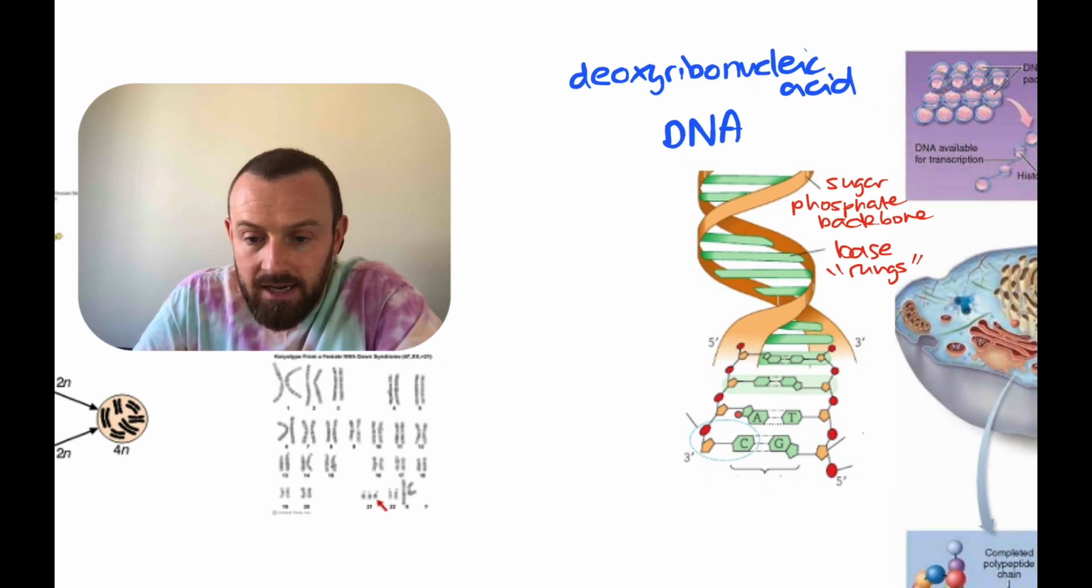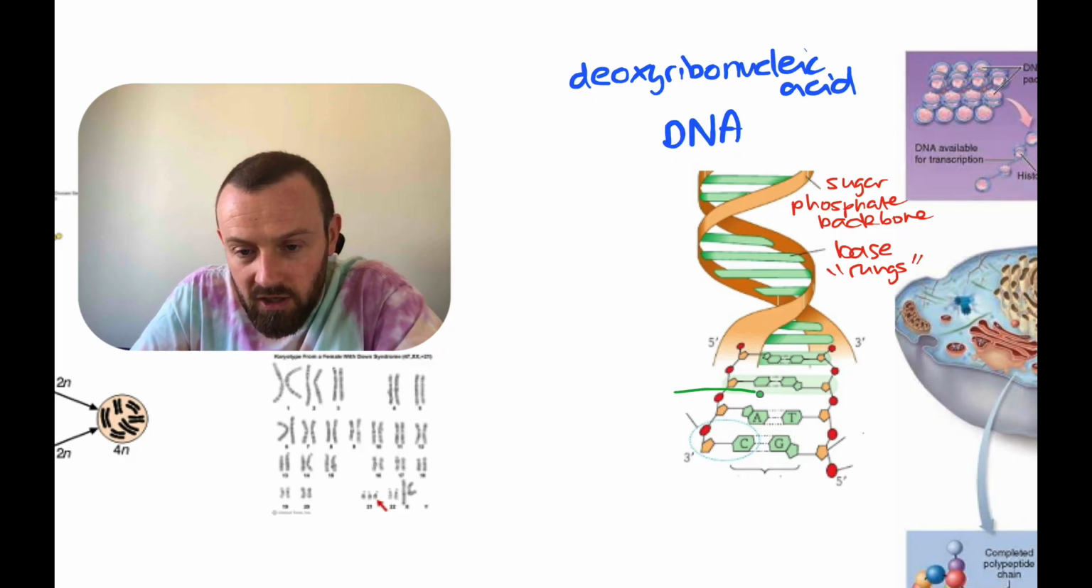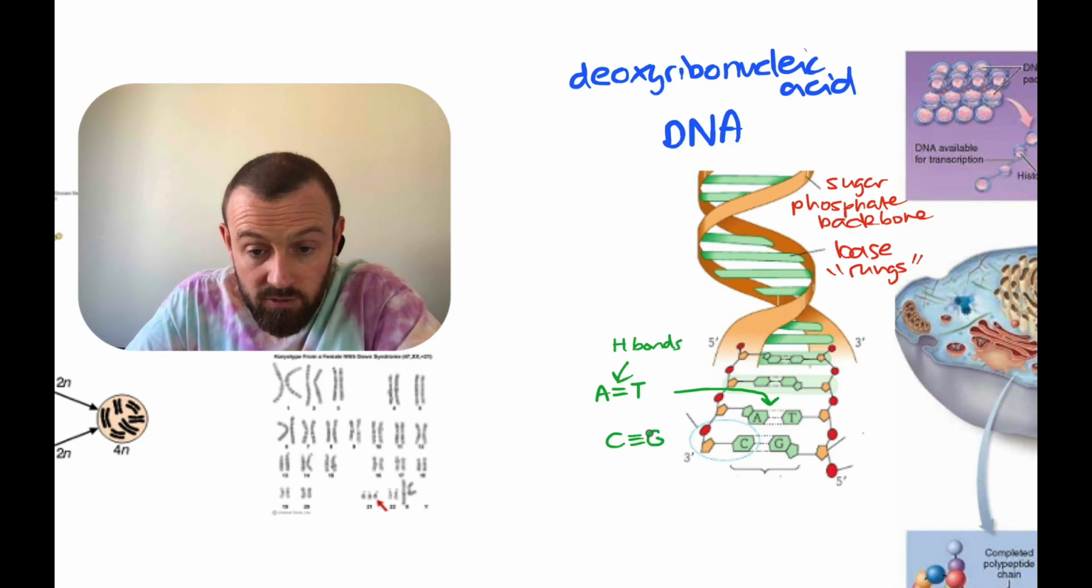So A to T always match. So let's label that over here. This is a recap. A to T, and there's two hydrogen bonds between them. And C to G always match, and there's three hydrogen bonds there. Two H bonds, three H bonds.